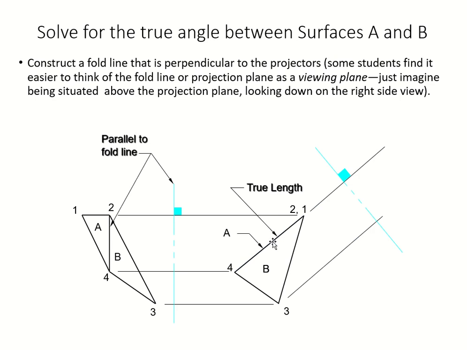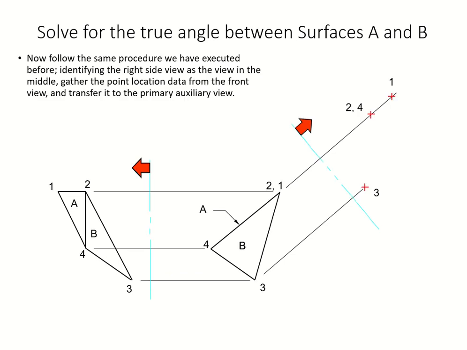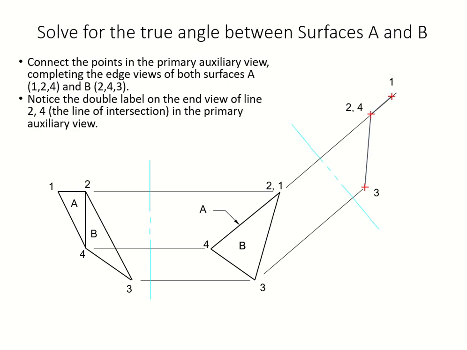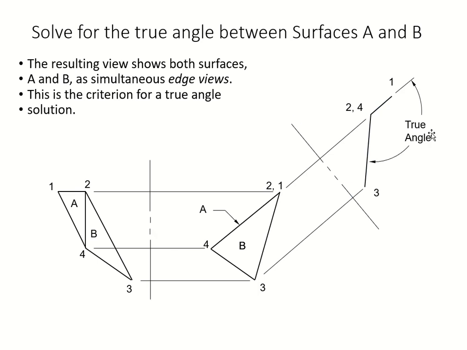From there, we go to our edge view. Do the same thing: your projector, your second fold line, and your measurement directions. Go that way. Your 2, 4 here, your 1 here, your 3 here. Keep the distances from the fold line. I'm going a little bit faster right now. Then connect: 1, 2, 4, and then 3. What do you see? You see something, right? And that is your true angle.